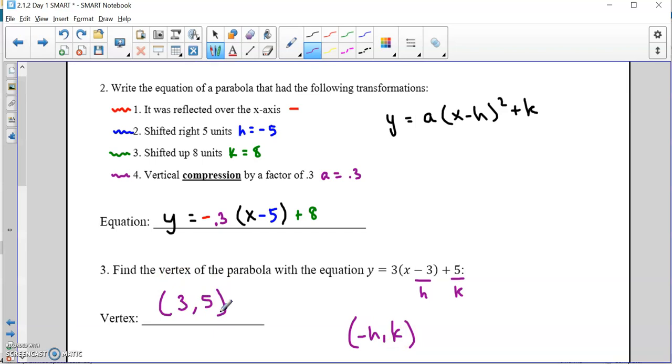And that is pretty much all you need to know about transforming parabolas.